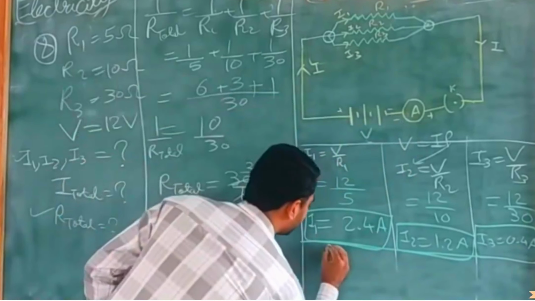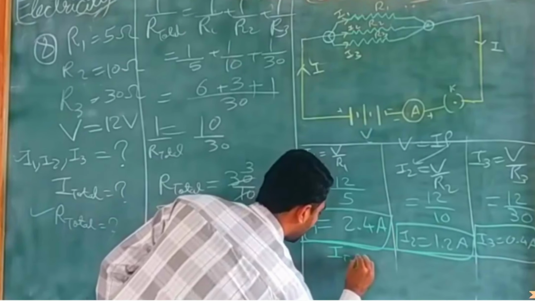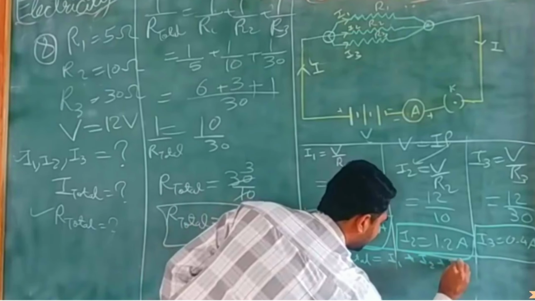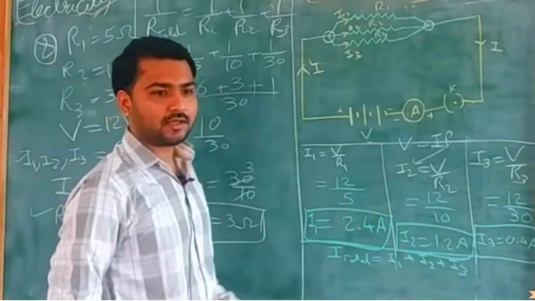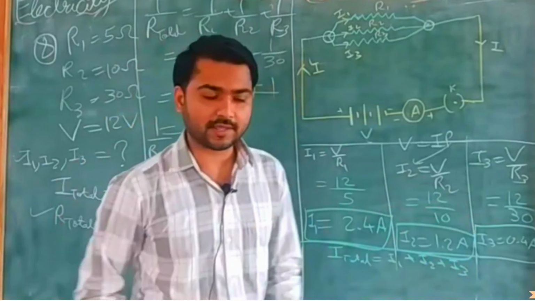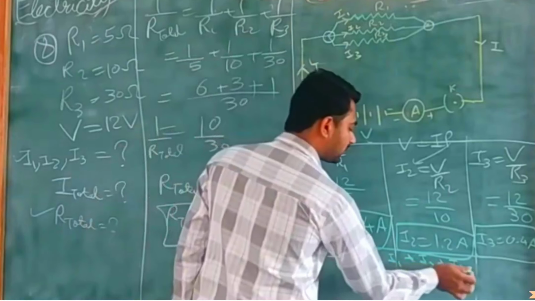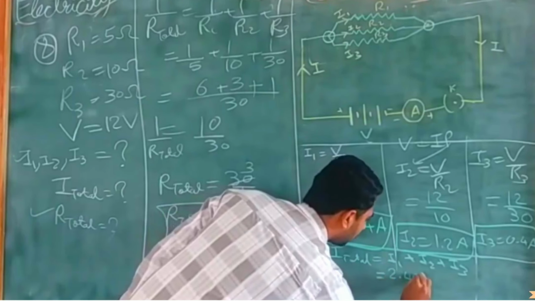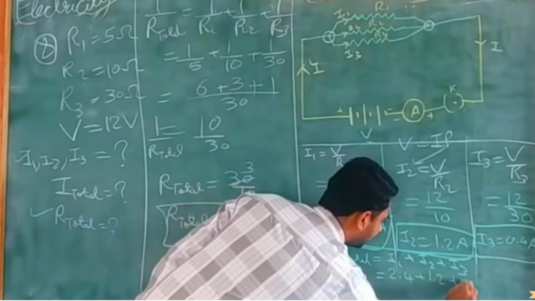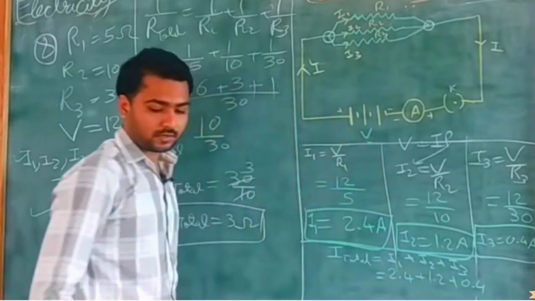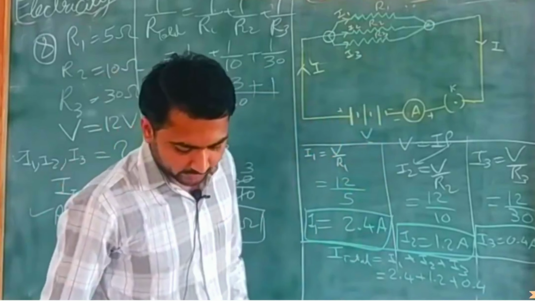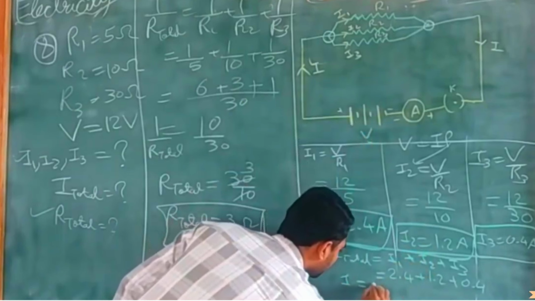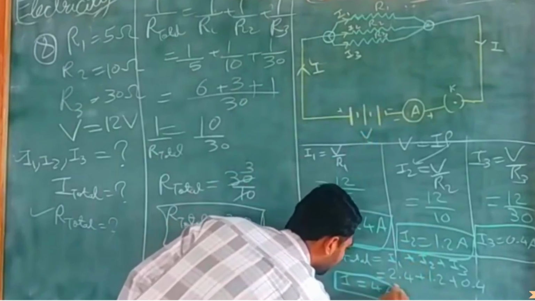So I total, that means I1 plus I2 plus I3. टोटल कब मिलेगा? अलग अलग चीज को प्लस करूंगा तब मुझे टोटल मिलेगा. So I total is equal to I1 plus I2 plus I3. Now placing the values of I1, that is 2.4, 1.2 and 0.4, I will get the value of current, that is 4 ampere. मुझे करंट की वैल्यू क्या मिलेगी? I total is equal to 4 ampere. This is my answer.